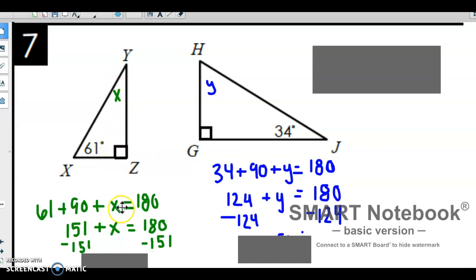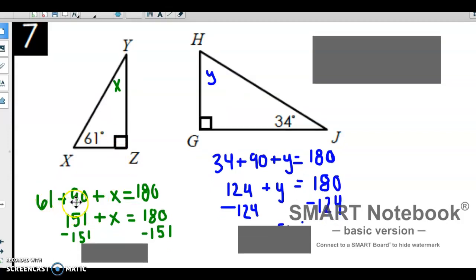So all three angles in a triangle add up to 180. So you can say 61 plus 90, because remember, the box means 90 degrees, plus X equals 180. And then we're going to solve for that missing angle. So 61 plus 90, that's 151, plus X equals 180. To get X by itself, you're going to subtract 151 from both sides. So I need you to do that now and then answer the question telling me what X is. Hopefully you got that X is 29 degrees.